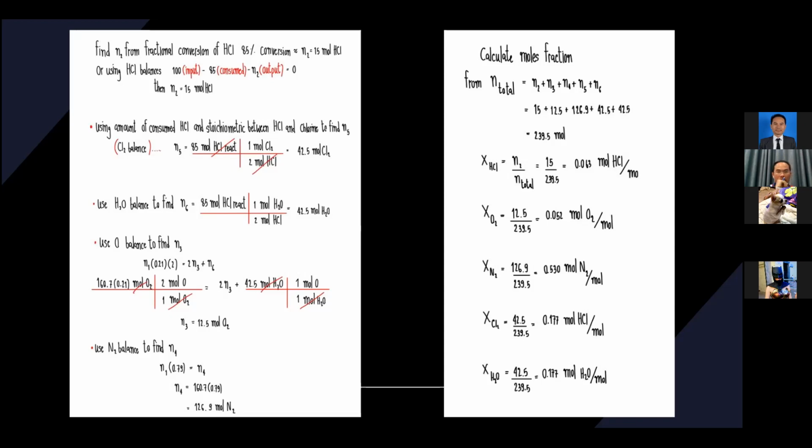And for the mole fraction, we know that N total is equal to 239.5. Then we can calculate the mole fraction of HCl, which is equal to 0.63 mole HCl per mole. And the mole fractions of the others are on the slide. So the next one.